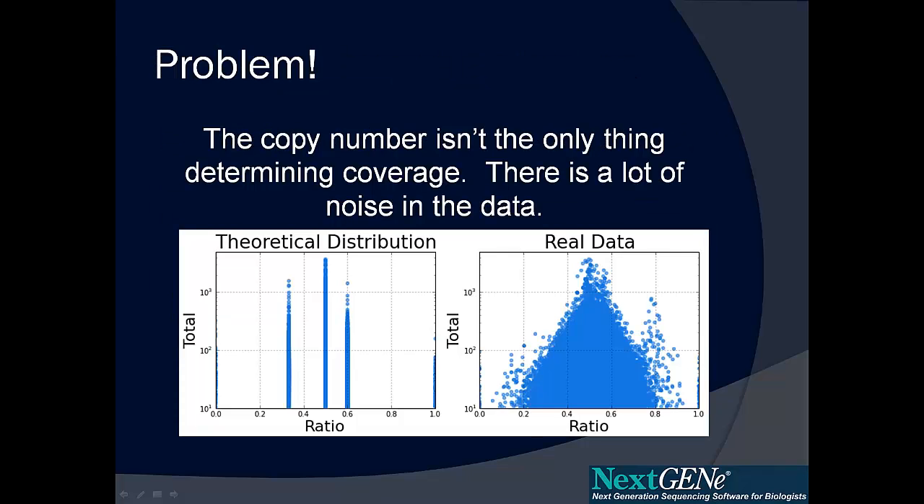Our problem is that our theoretical distribution has only a few different ratios that might be present. But in the actual real-world data, you can see that there's a lot of randomness to the ratios in any given region. So the question is, how do we get the signal from the noise?